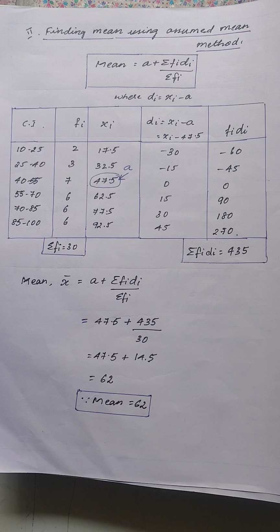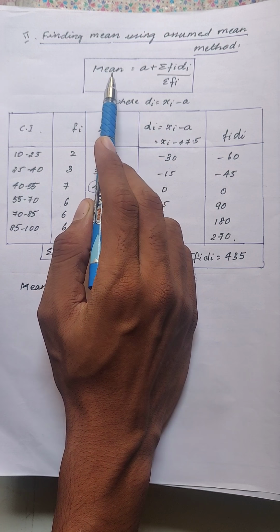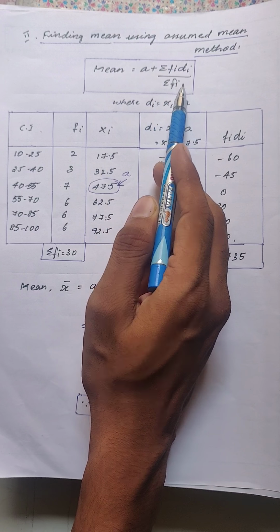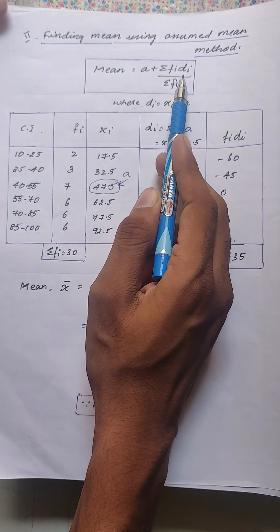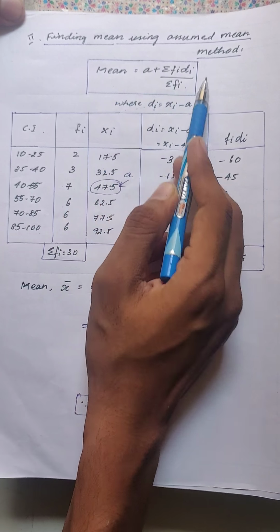Hello students, in the previous video we saw how to find the mean using the direct method. Now we have another method to find the mean, which is the assumed mean method. So this is the formula for the assumed mean method. Mean is equal to a plus sigma fi di by sigma fi, where di is nothing but xi minus a. Just memorize these two things.